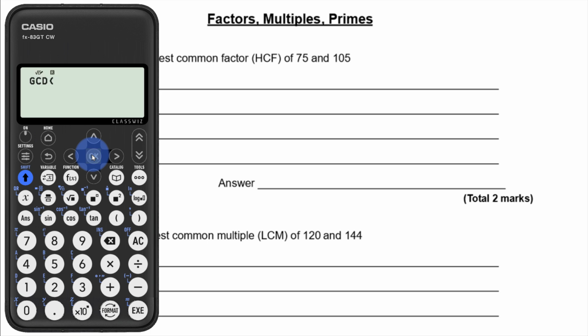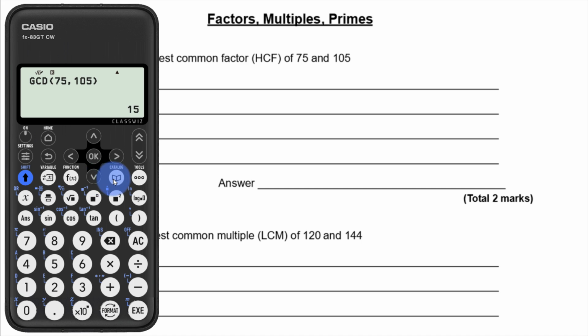So if I want to find the HCF of two numbers, I'm going to select the GCD function, and you see it writes down GCD open bracket. I just then need to type in my two numbers. So in this question, I've got 75 and 105. So type in 75, 105. Should really close the bracket. I don't think you need to, but I'll press it. And then that's going to tell me the answer, and the answer is 15.